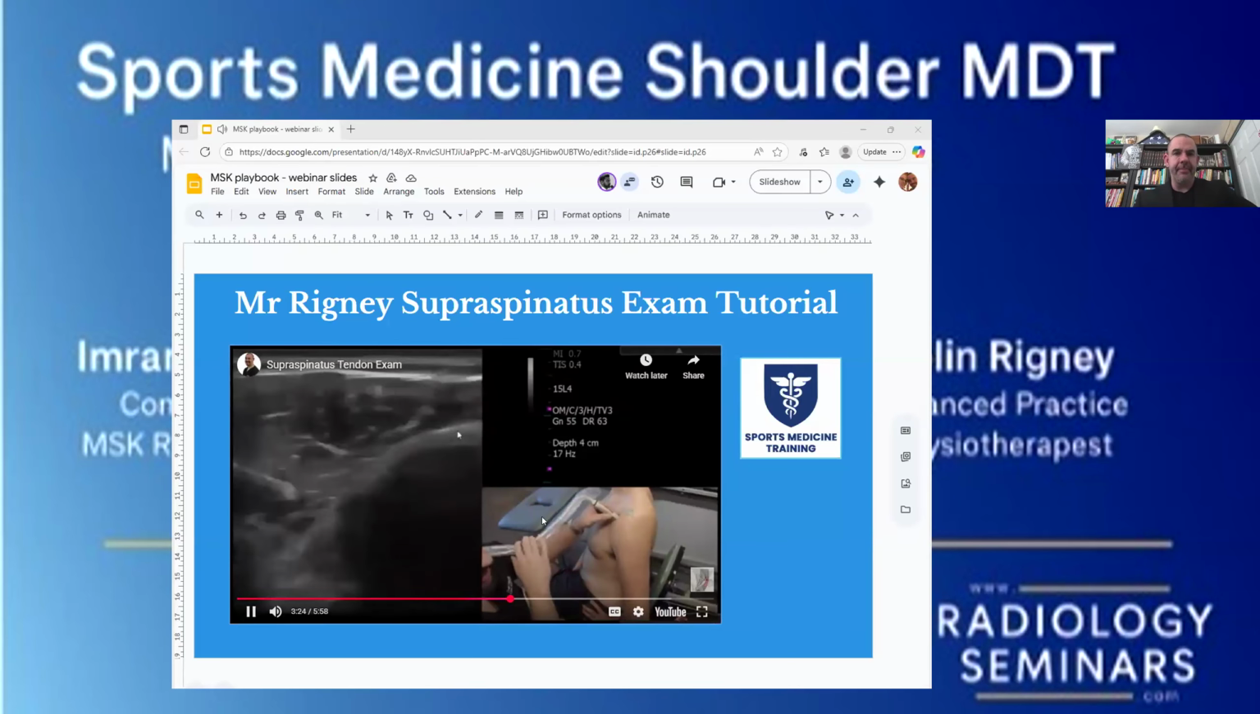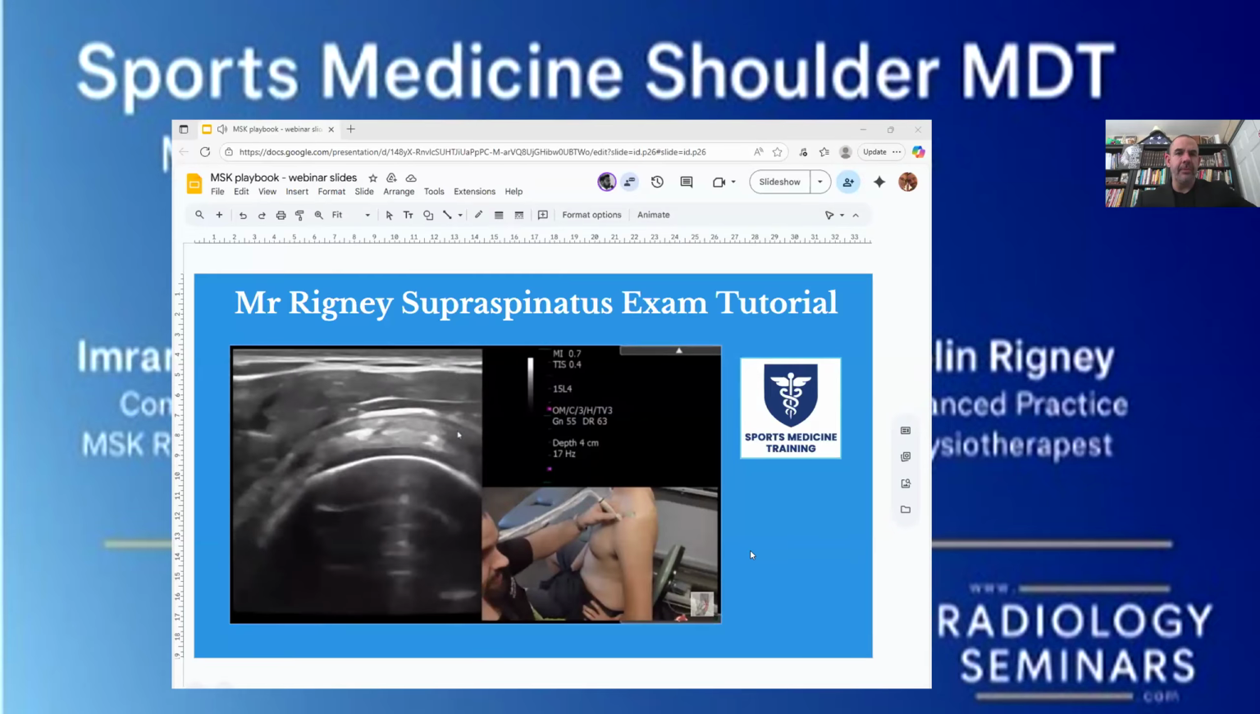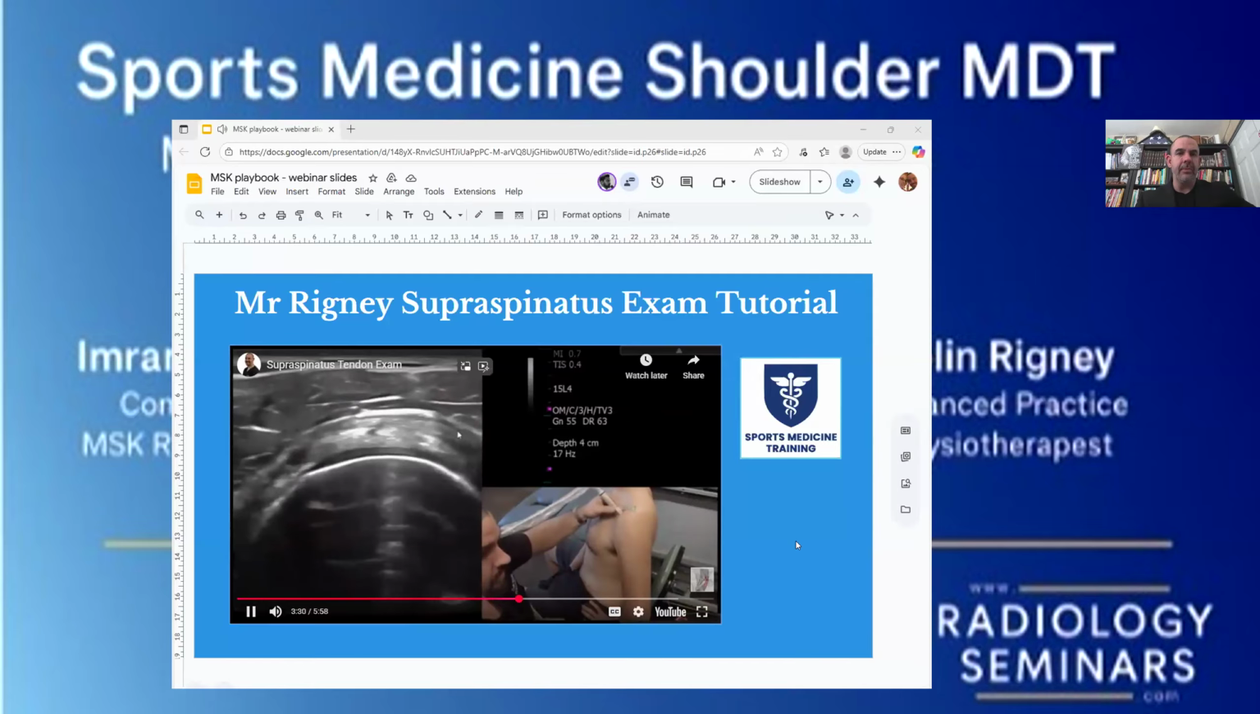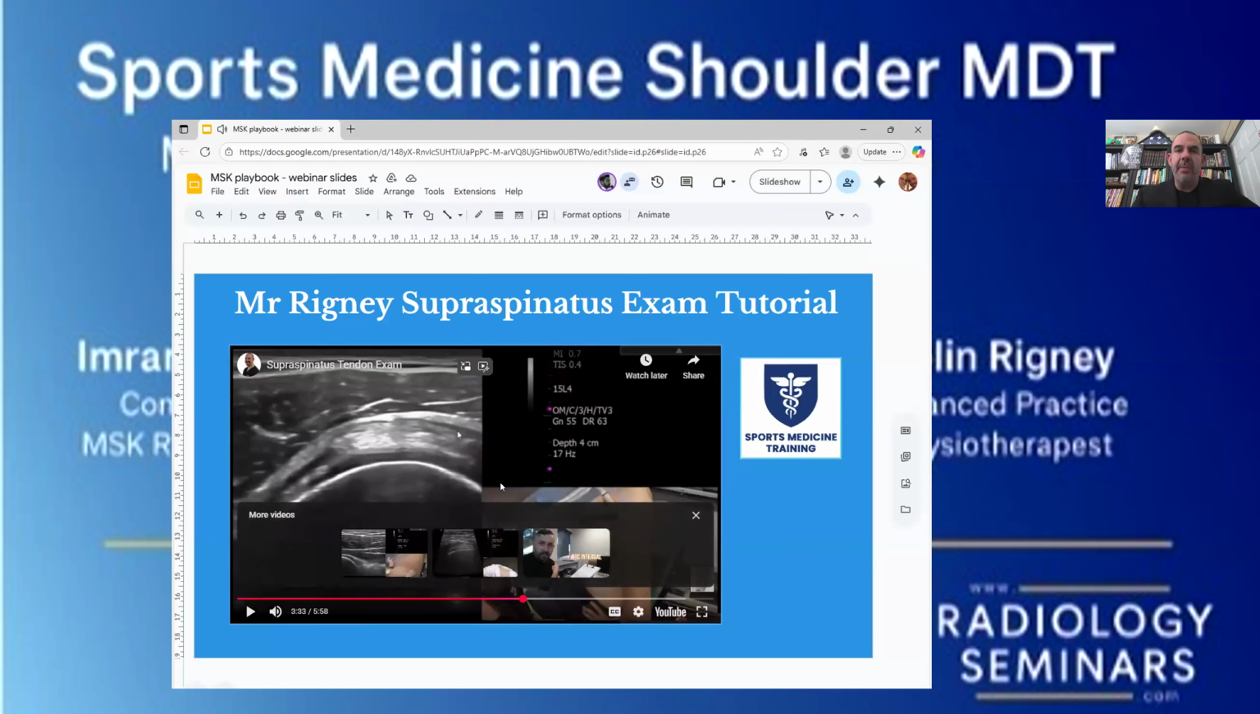Whatever you look at in one view, you look at in another. So I'm going to turn it into short axis in this view, and I'm going to come up on what we call the rotator cuff interval. Okay, I'm going to pause it there, you guys. This video you have access to as part of the slides.